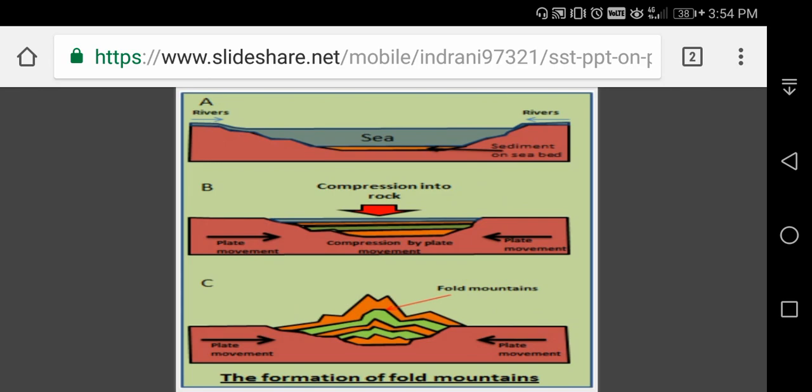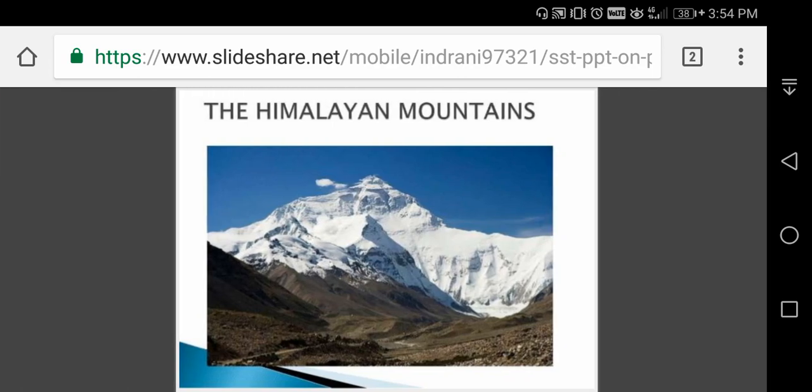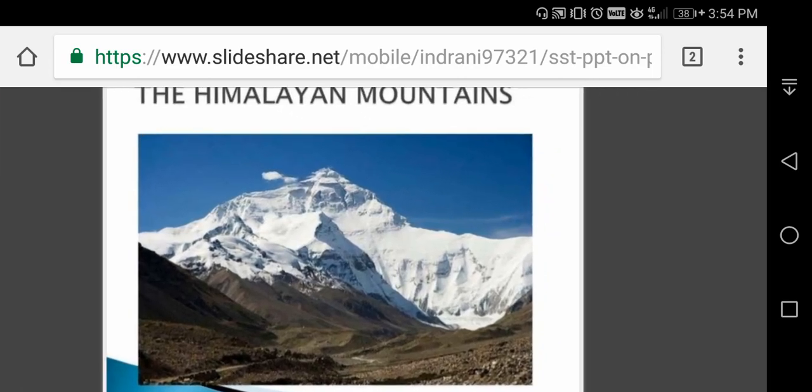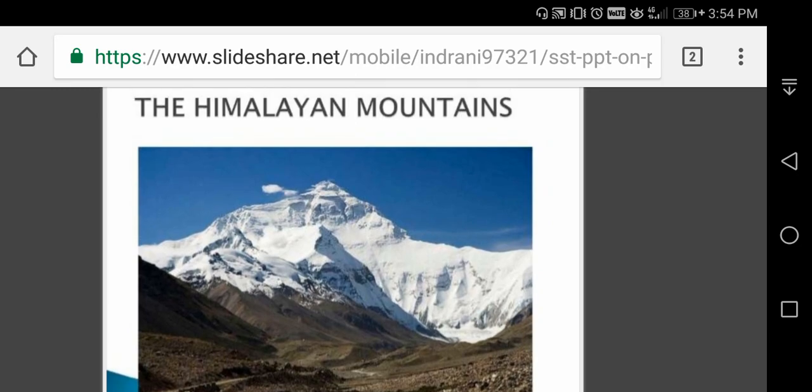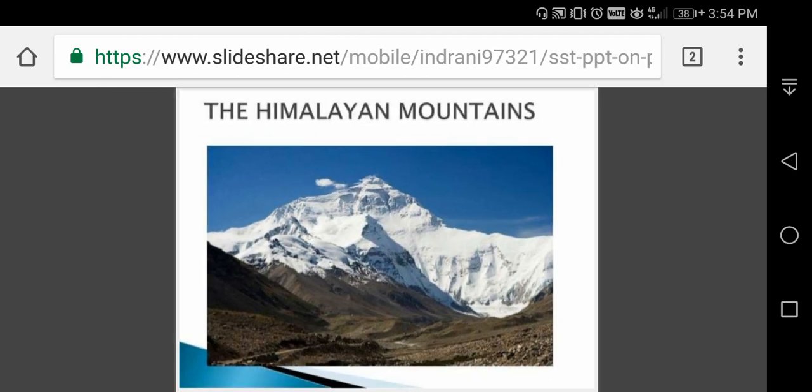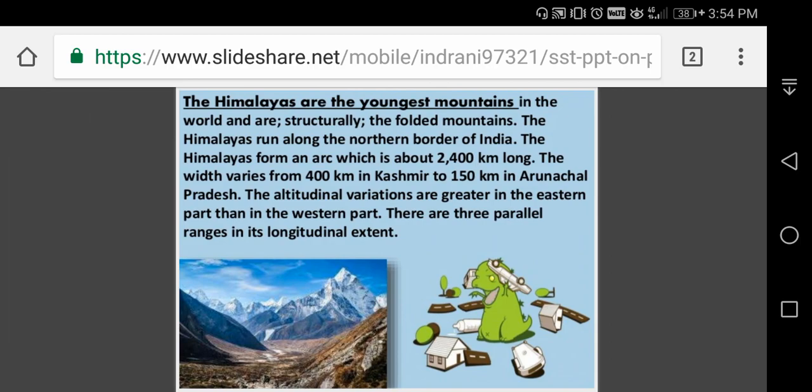Okay, here also given the sea, not included in your syllabus. Now we can discuss our Himalayan mountains. You all know the importance of the Himalayan mountains. Because of the Himalayan mountains only we got a modified climate. India got life because of the Himalaya.